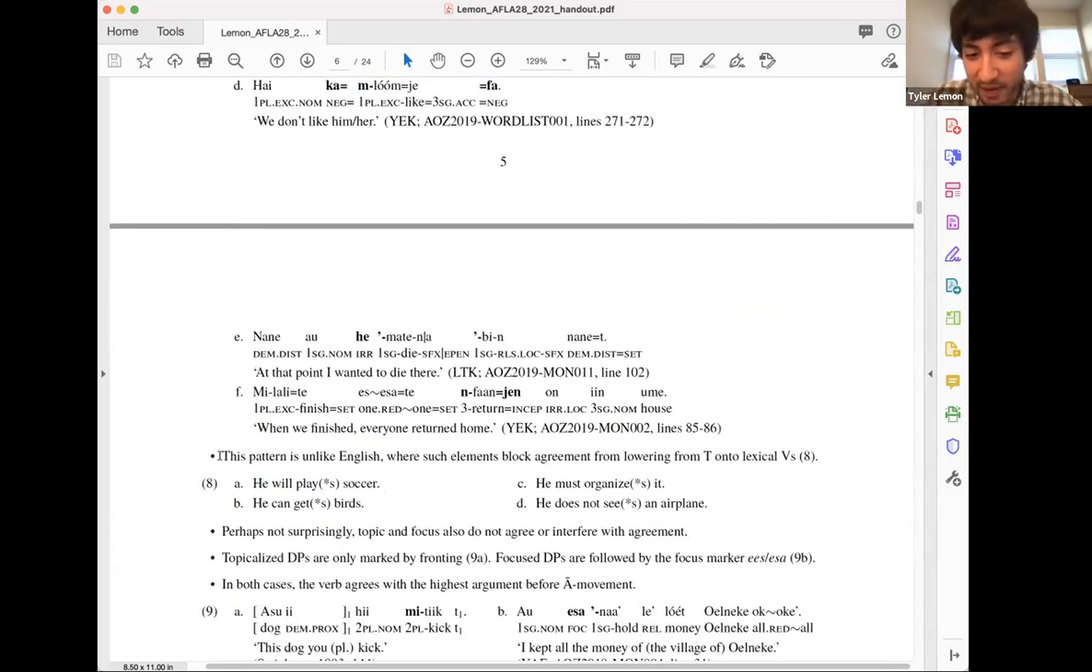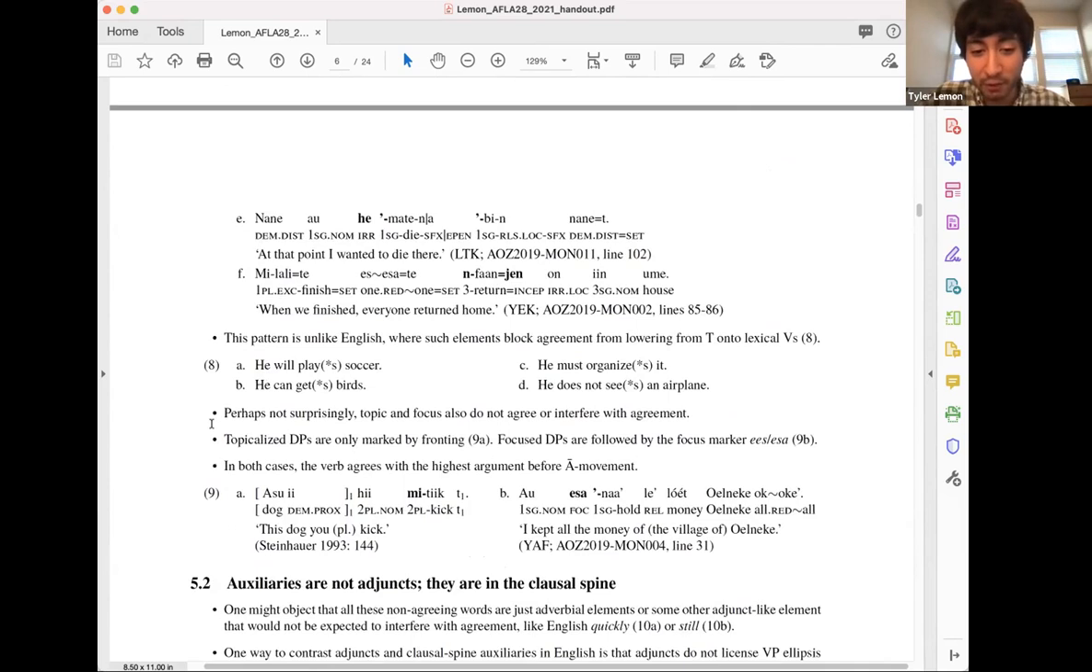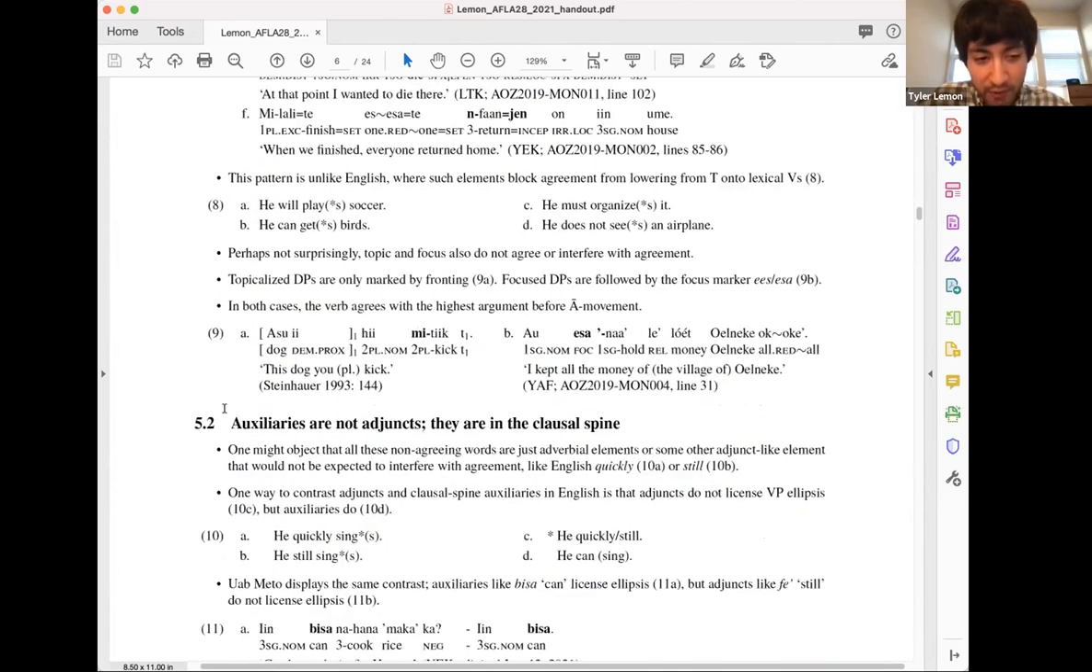And of course, this is unlike English, where such elements block agreement from lowering onto lexical V's. So you have to say he will play soccer, not he will plays soccer, for example. Perhaps not surprisingly, topic and focus also don't interfere with agreement, where topicalized DPs are just fronted. So this dog you kick. Focus DPs are followed by the marker S or ESA, and these also have no effect on agreement that shows up on the verb. Okay, so those are different functional elements.